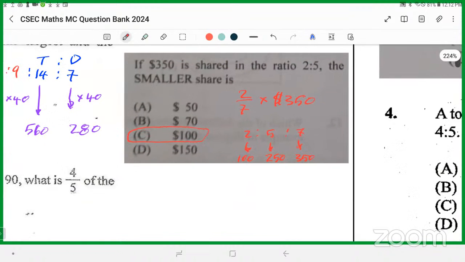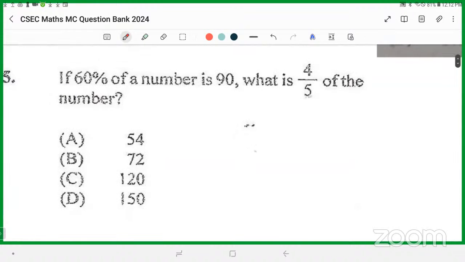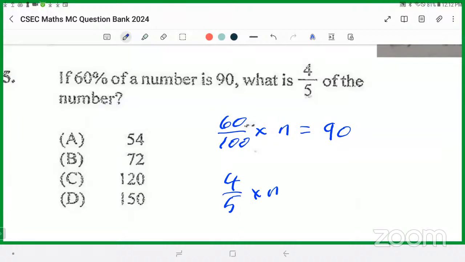All right, next question. Here's another question that I said appears in similar, different ways on different papers. So 60% of a number is 90. What is 4/5 of that number? You don't have to work out the actual number. You can say, okay, the 60% really is 60/100 times a number, let's call that number n, and that is 90. We want this to become 4/5 of n.